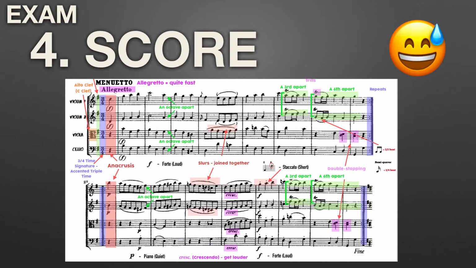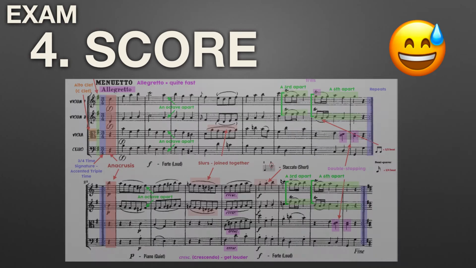Now, number 4, the score. This is really tough. You've got to learn how to read the music, recognize the different symbols, and know exactly what all of them mean. Okay, this sheet is really helpful, this colorful sheet, because it really does label everything for you that you need to know, apart from just a few more complicated things.